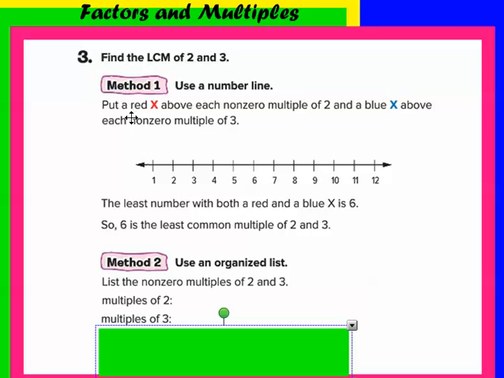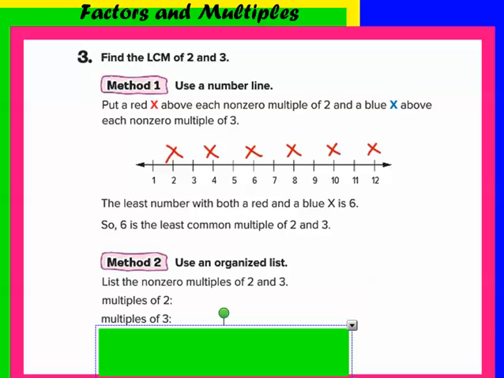So I'm going to put a red X above each non-zero multiple of 2. So I'm going to be very orderly about this. So I'm going to think about what 2 times 1 is. Well, that's 2. And 2 times 2 is 4. And 2 times 3 is 6. And 2 times 4 is 8. And so forth. And I've hit the end of my number line.